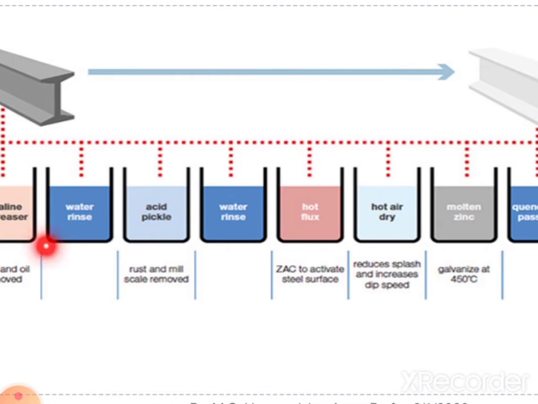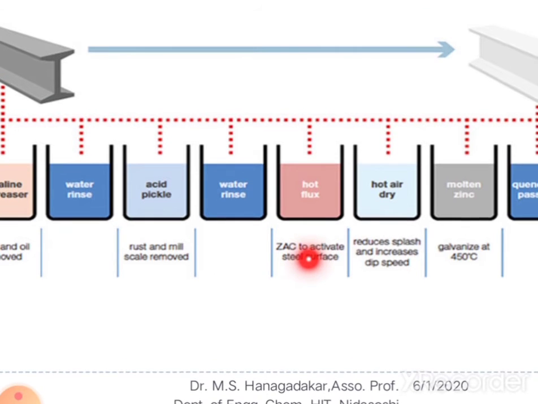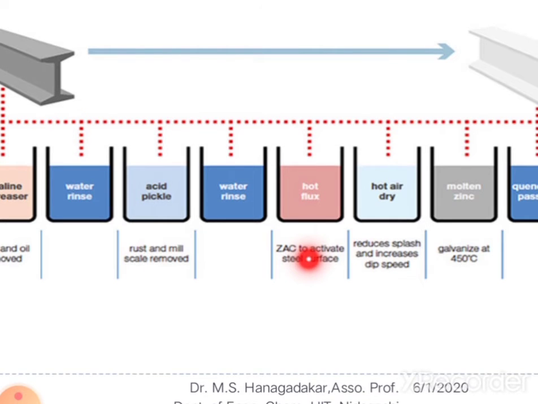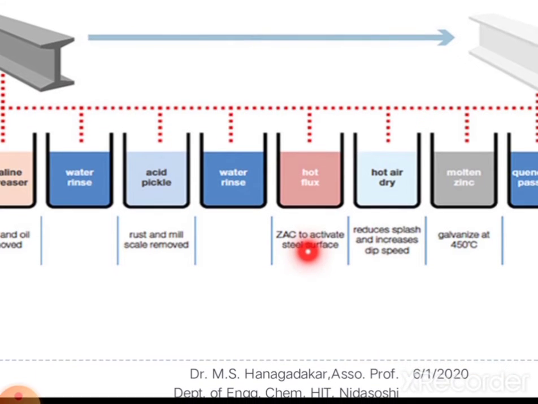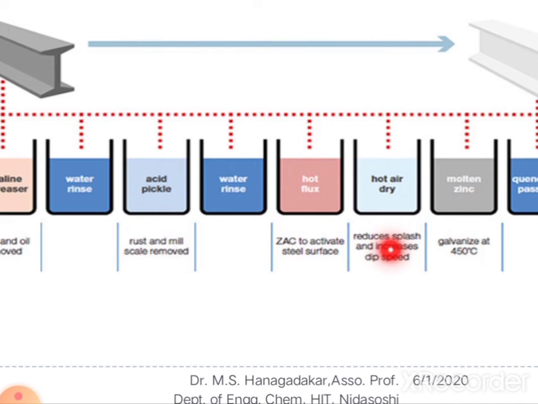Then the object is rinsed with water, then it is passed into the acid solution, dilute sulfuric acid, which removes the rust or mild scale, then it is washed with water, then passed into the flux, the mixture of zinc chloride and ammonium chloride, as a preventive measure against oxidation of the metal, then dried with the dryer, allowed to fall into the molten metal of zinc at 450 degrees Celsius, then quenching, and then finally the object is galvanized.